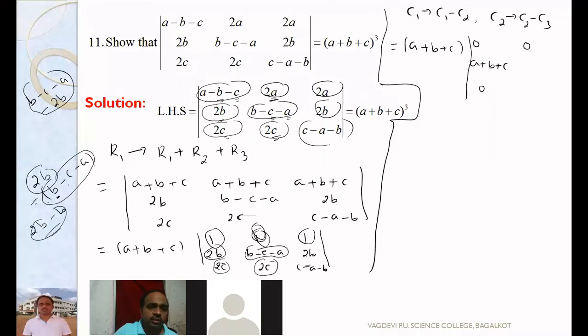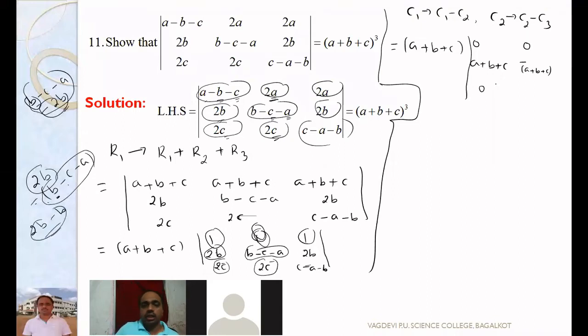So minus C minus A as they are. And what is B minus 2B? B minus 2B is minus B, and already minus C minus A is there. So minus B minus C minus A. Take minus common, and we get A plus B plus C. So when you take minus common, then we get A plus B plus C. I got A plus B plus C.